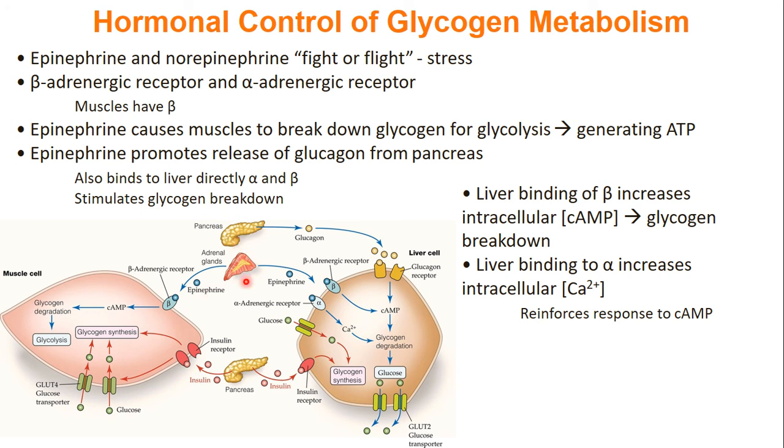Now, epinephrine will also go and bind to the pancreas. The pancreas will make glucagon, and the glucagon can go and interact with the liver. So that's indirectly how it can affect the liver. But it can also affect the liver directly. So it can either bind to the alpha or beta receptor. If it binds to beta, it will produce cyclic AMP, which will break down glycogen. If it binds to the alpha receptor, it will release calcium, which just reinforces this glycogen breakdown, as we talked about in the previous video with all our enzyme systems.